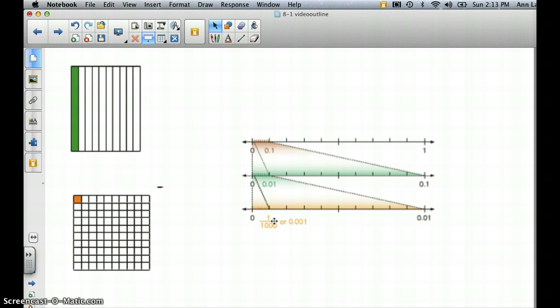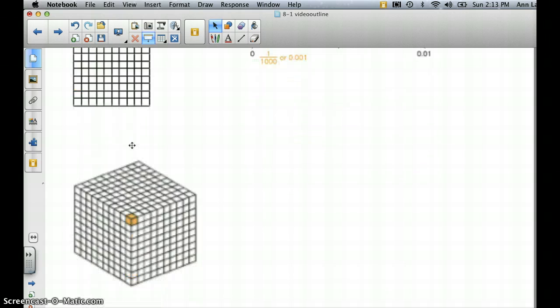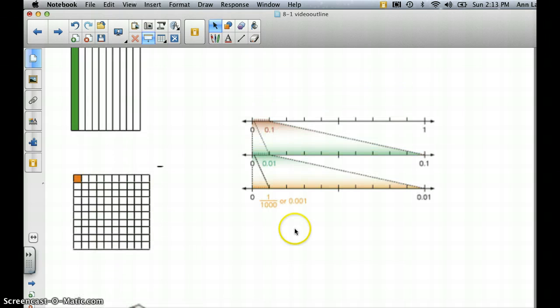So this is similar to the other way you've already discussed over to your left, when we go from 10 sections to 100 sections to when we go into 3 dimensions with 1,000 sections.